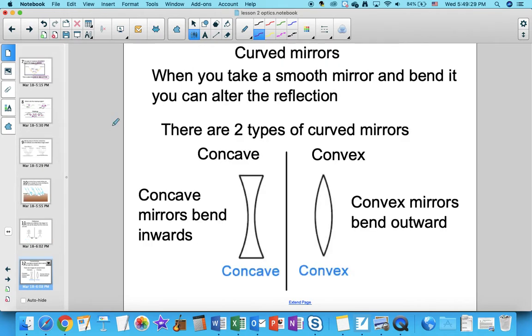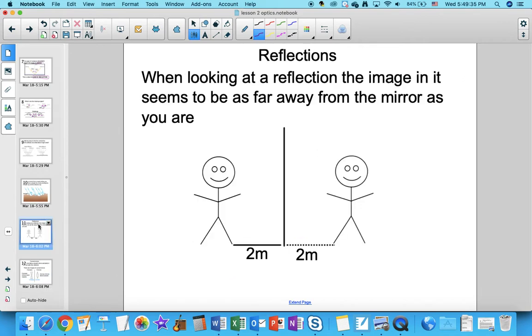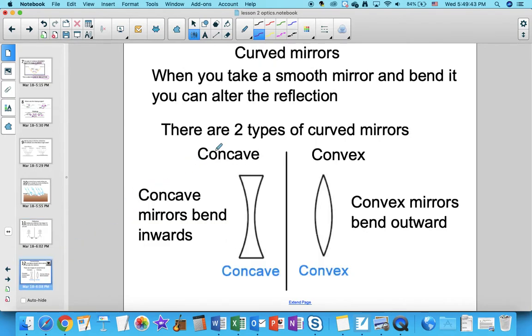Curved mirrors. Well, when you take a smooth mirror and bend it, you can also alter the reflection. So in a normal mirror, the object or person you're looking at looks the same and looks about the same distance away. Well, if you take a curved mirror, you can change the image.